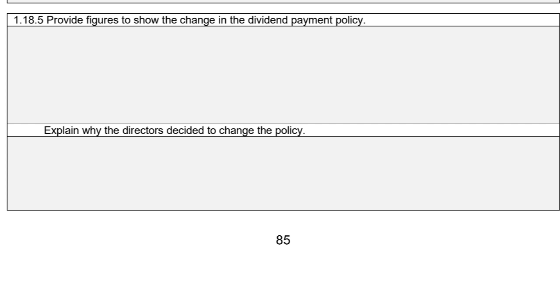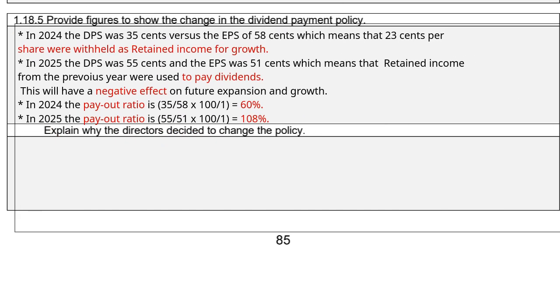1.18.5, provide figures to show the change of the dividend payment policy. Okay, so we will comment. In 2024, the dividend per share was 35 cents versus the earnings per share of 58 cents, which means that 23 cents per share were withheld as retained income for growth. In 2025, the dividend per share was 55 cents and the EPS was 51 cents, which means that retained income from the previous year was used to pay dividends. This will have a negative effect on future expansion and growth.